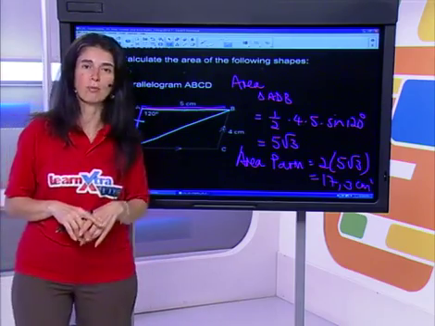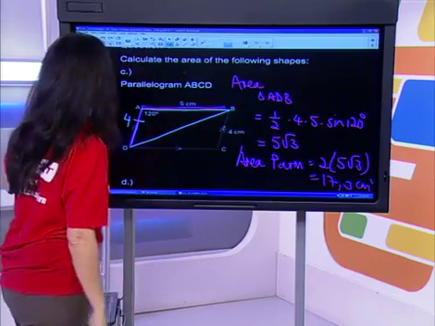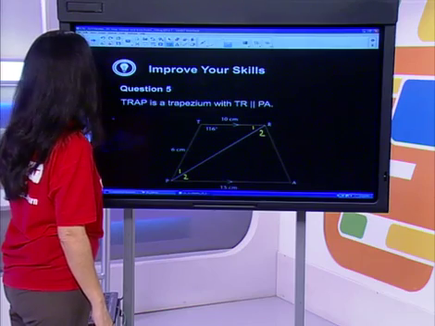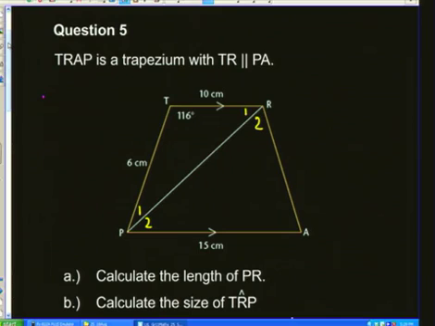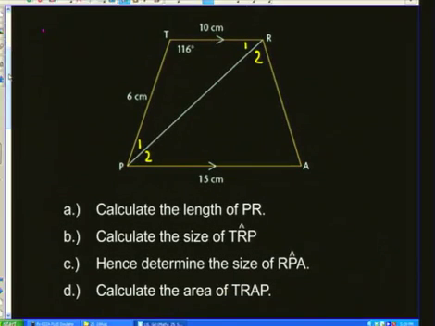Let's now move to one of those examples where we put everything together. So we've done them as individuals. Let's put all the information together and see how we can manage that. Okay, we've got trap is a trapezium with TR parallel to PA, and we need to calculate the length of PR. Now, if I identify PR, here's my PR. Now, PR is inside this triangle. It's also inside that triangle. And I would use the information in this triangle because notice where PR is positioned in relation to angle T. It's opposite that, and I'm also given side, angle, side.